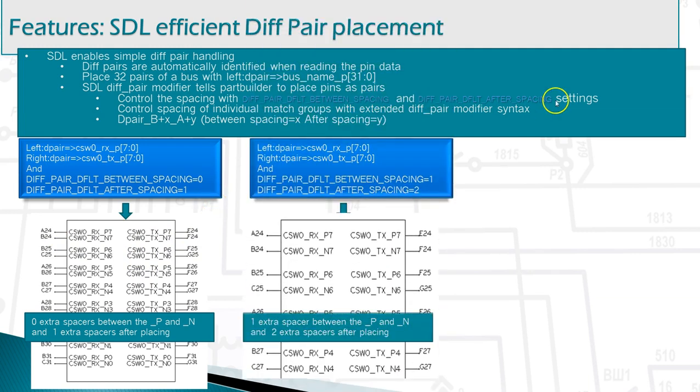The next example is if we change the diff pair spacing. So we're going to change the diff pair default between spacing to 1, and we'll change the diff pair after spacing to 2. So we end up with the diff pairs spaced out by double space. So we have one space between the pins, and then we have two spaces between the actual diff pairs. So we can see the separation between them.